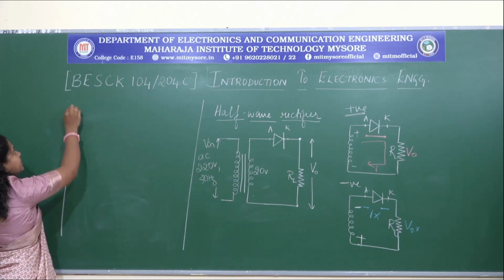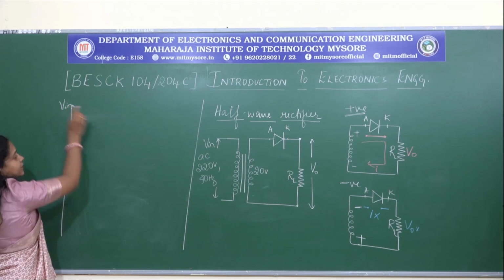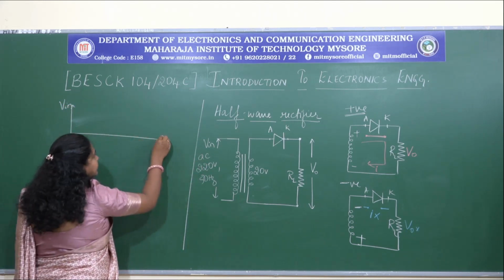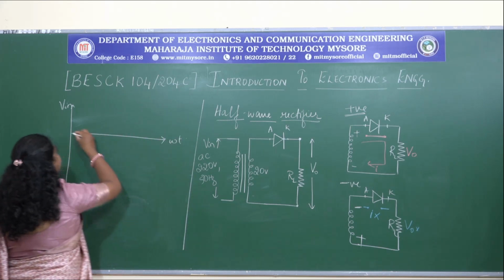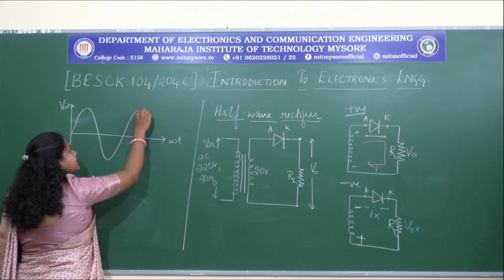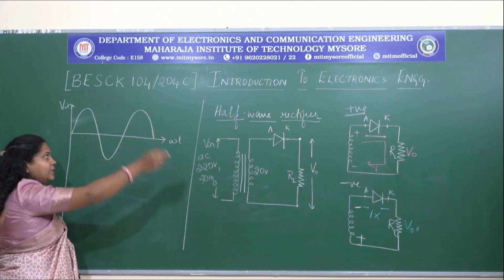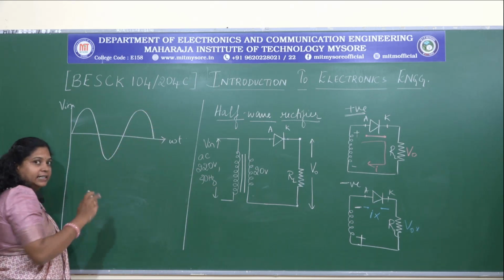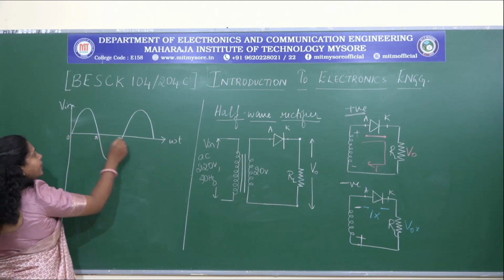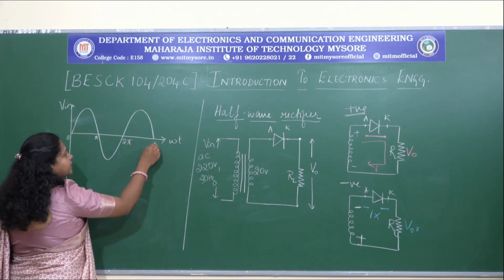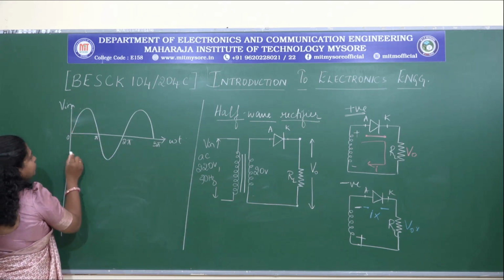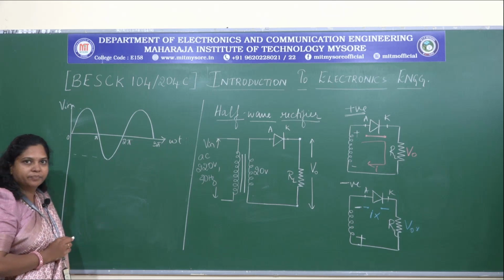First, what is the input we are going to apply? The input that we are going to apply is an AC signal. With respect to omega t, we have the AC signal: positive cycle, negative cycle, positive cycle, and this continues. One positive and one negative is one complete cycle. So we will write 0, pi, 2 pi, 3 pi and so on, with some amplitude Vm and minus Vm.